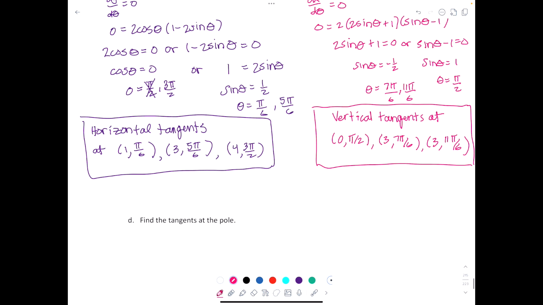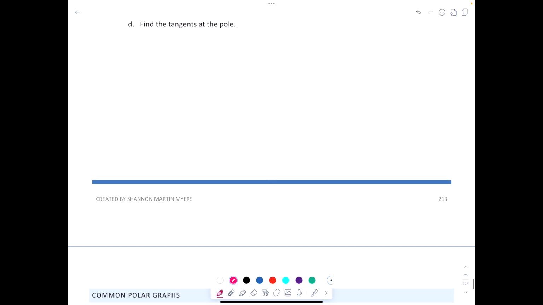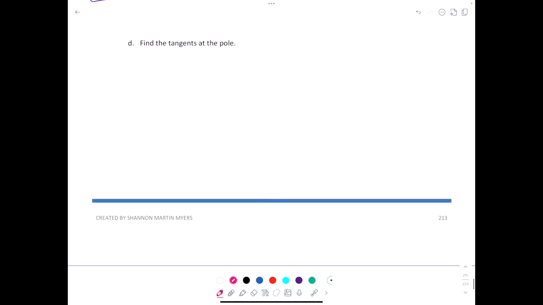All right, and finally, we have tangents at the pole. So this was the one where we needed to find out when f of theta was equal to 0, and that would be a special number, and then we would have to check to see if the derivative evaluated at that number was non-zero.